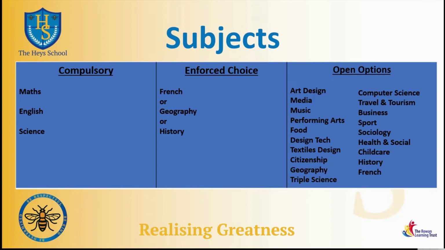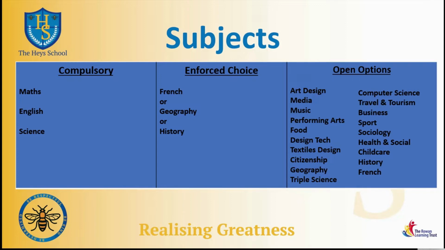Then there are open options. Here you will find triple science. For students who wish to take this route, this will take up one of their option blocks, but will add on to their science time. In doing so, they will study biology, chemistry, and physics as separate subjects, gaining a GCSE grade in each. This will take their GCSEs for science up from 2 to 3 qualifications.